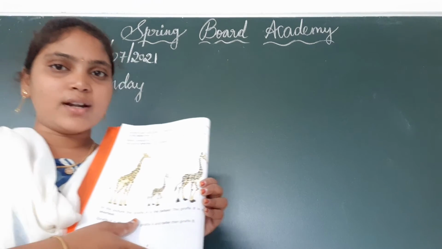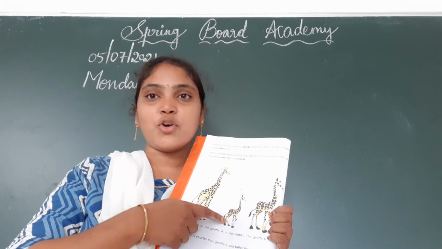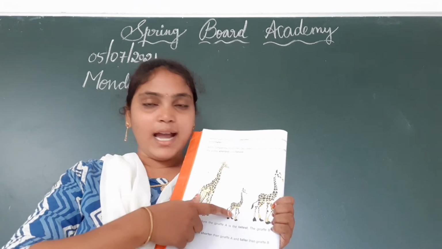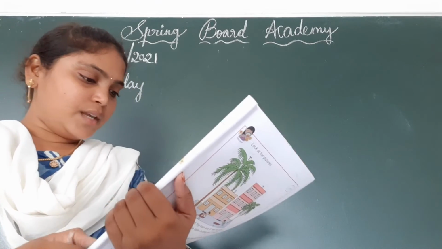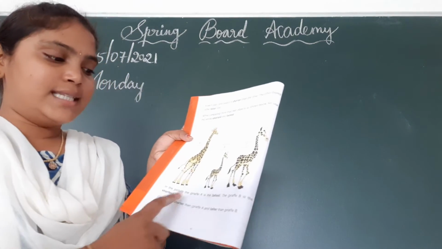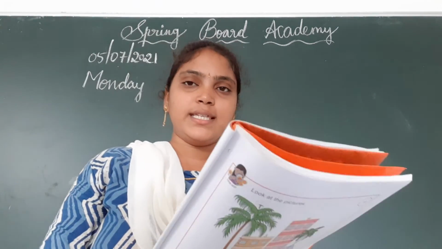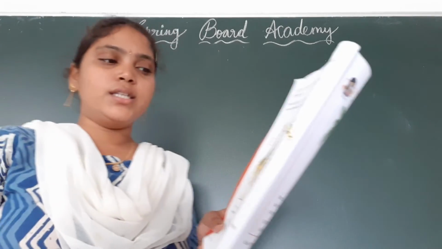And which one is shortest? Yes children, giraffe B is shortest. A is tallest and giraffe B is shortest. Next, in the picture, the giraffe A is the tallest and giraffe B is the shortest. And giraffe C is shorter than giraffe A and taller than giraffe B.